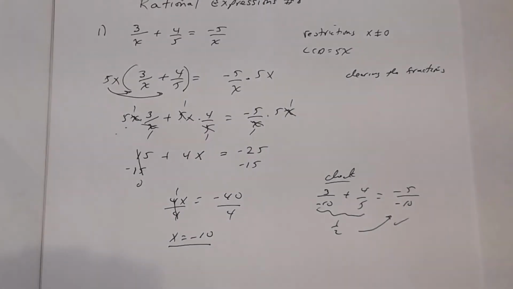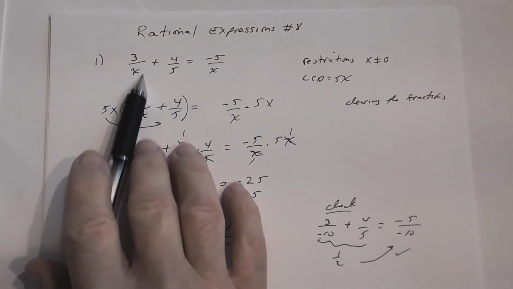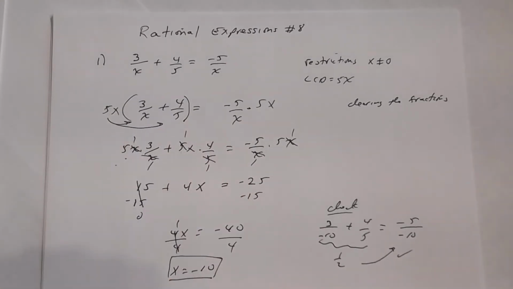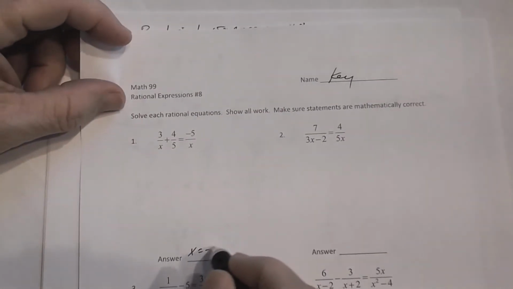All right? Okay, so that was number 1. See, not that difficult. Now, it's not that difficult, partly because these are monomial factors, right? So it's not that difficult for that reason as well. Okay, so x equal negative 10 is the solution.